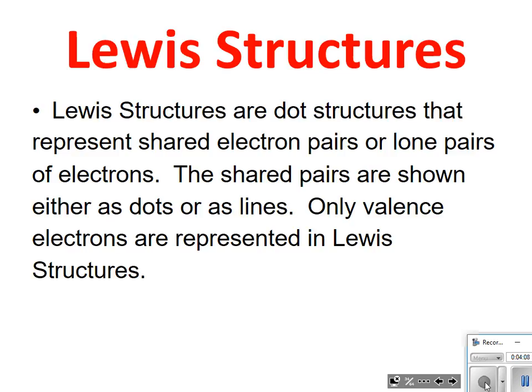And we are only representing the valence electrons. Once again, what were the valence electrons? What is valence? Graham, what do you think? The outermost electrons. So we're only dealing with the outermost electrons when we're talking about Lewis structures.